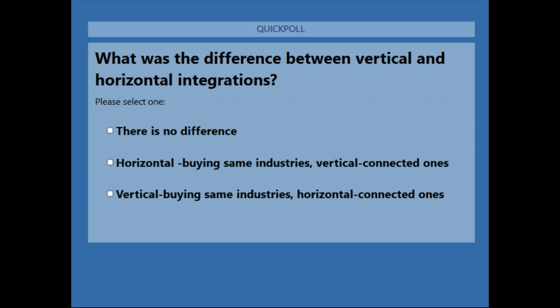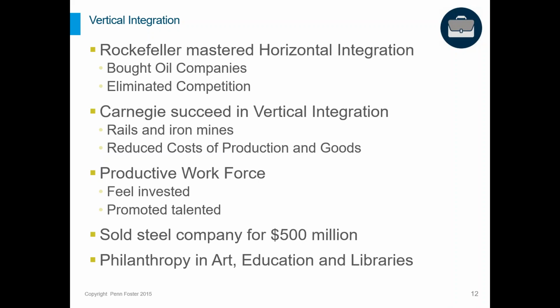So nice job. So yes, it is that horizontal is buying the same industries, while vertical is buying companies that lead to each other. So thinking again with Carnegie, he is not only buying, he has his own steel company, but also the iron ore companies as well as the rail companies. Very nice job.